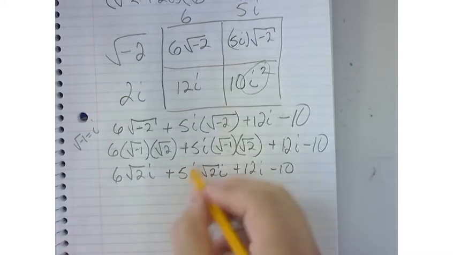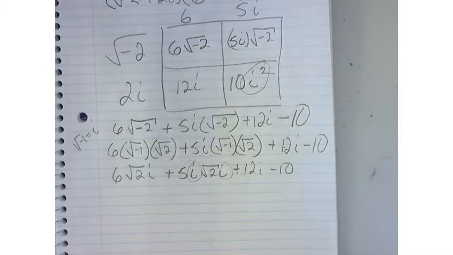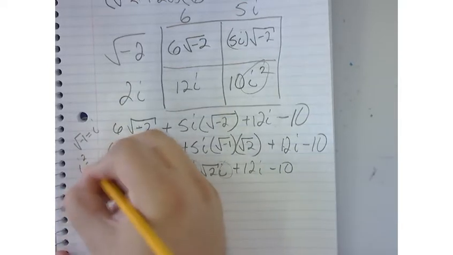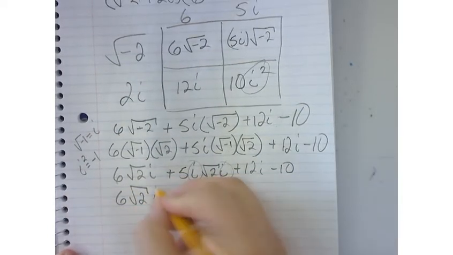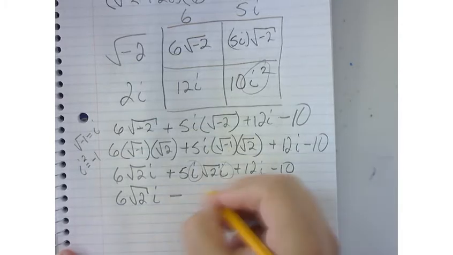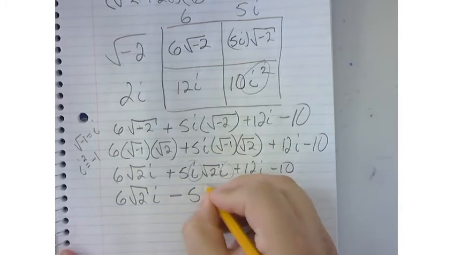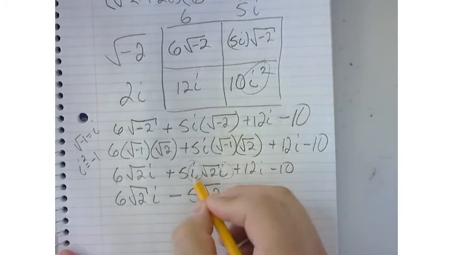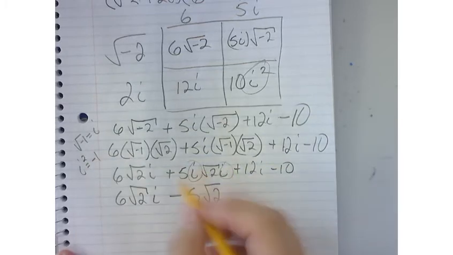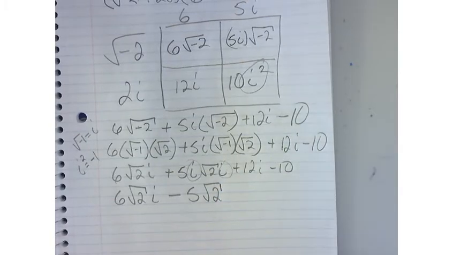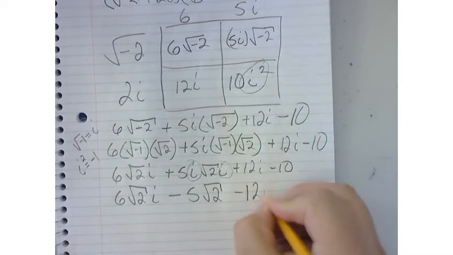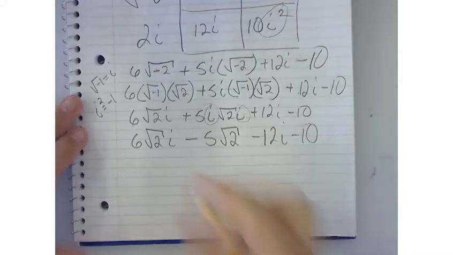I have two i's here, which is i squared. What is i squared? i squared is the same as negative 1. So this is really 6 times the square root of 2 times i minus 5 times the square root of 2, right? Because i times i is i squared, which is negative 1. Negative 1 times all this stuff switches it to negative 5 square root of 2. Plus 12i minus 10.